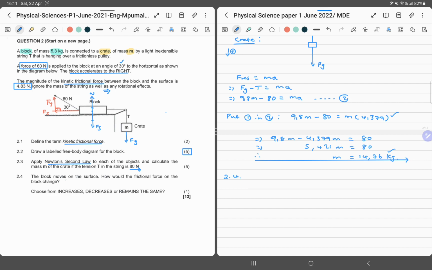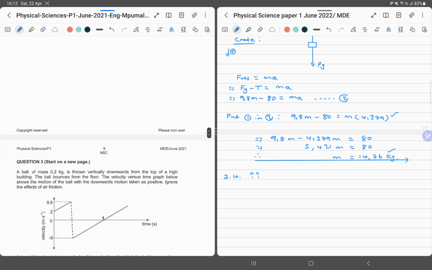2.4 says the block moves on the surface. Now I'm not too sure what they mean by the block moves on the surface, which surface they're talking about. How would the frictional force on the block change? How would it change when we don't even know what they're talking about? So will it increase, decrease, or remain the same? At the end of the day, guys, I think we have a bit of a problem with this question. I don't know what the answer is here. It sounds ridiculous to me. Let's just move on.